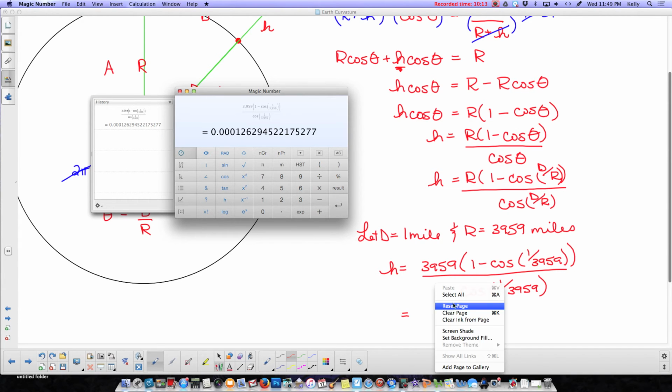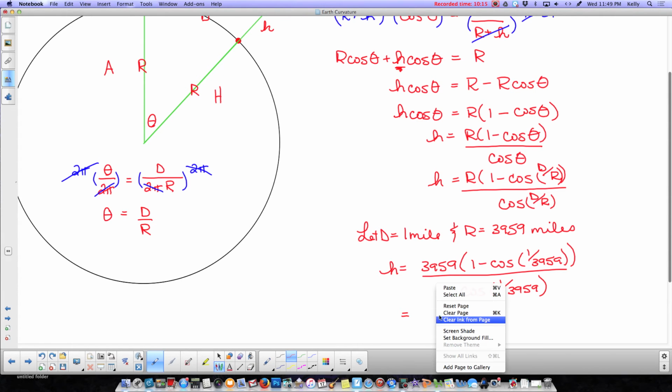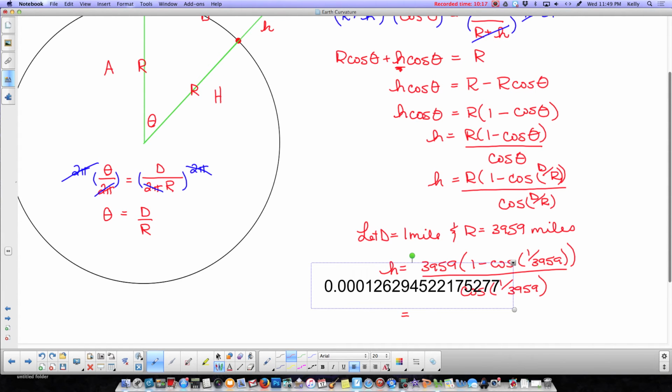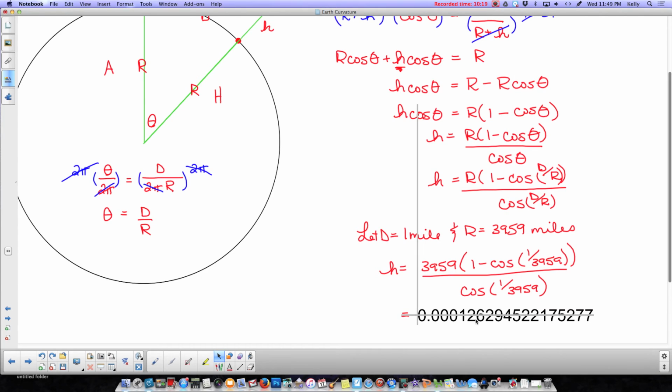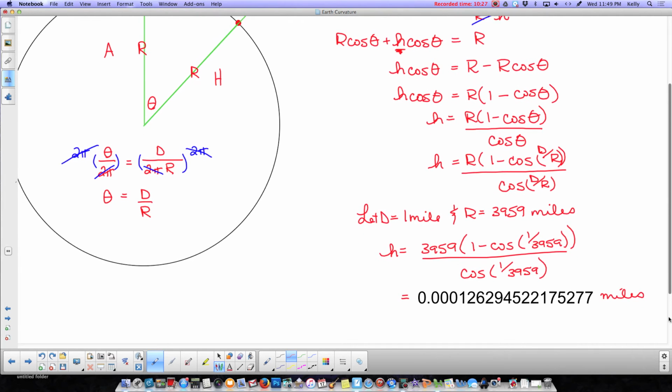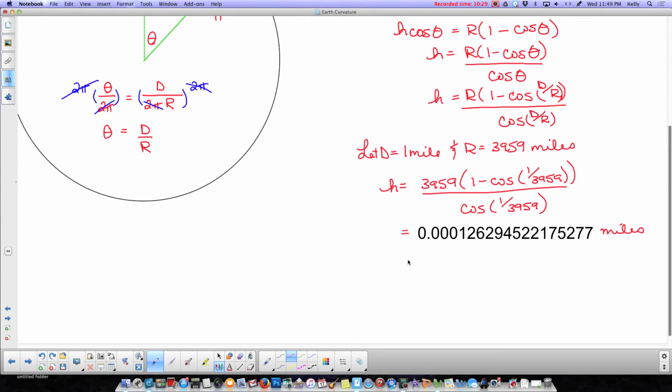Now, what are we going to get here? 0.00012 miles. Okay, so that's in miles because we were working in miles. We need to change that because that doesn't mean a whole lot to us. Remember, we're looking for inches. So let's change it into feet and then into inches.